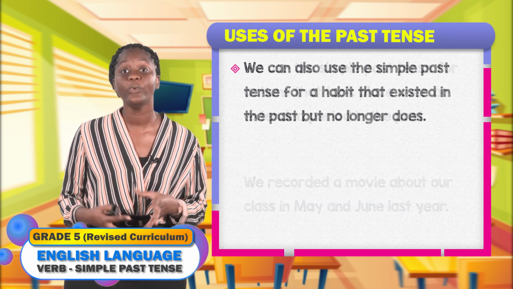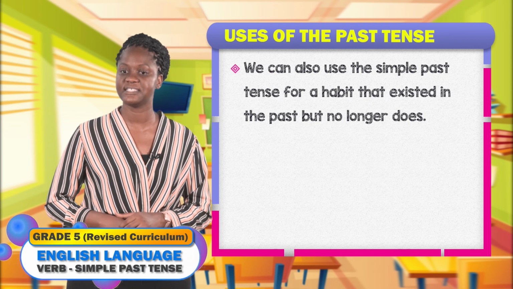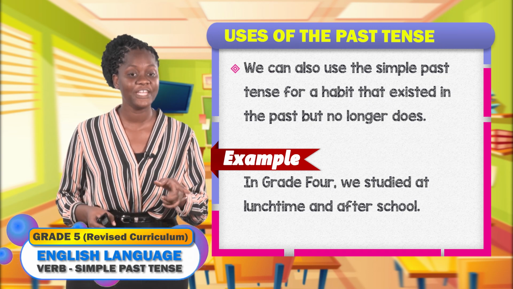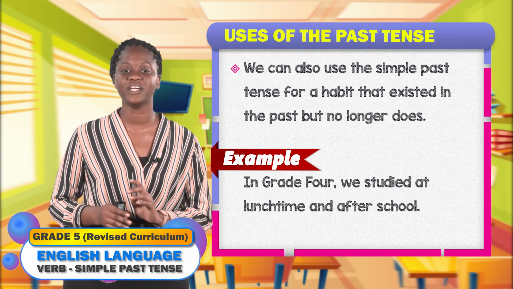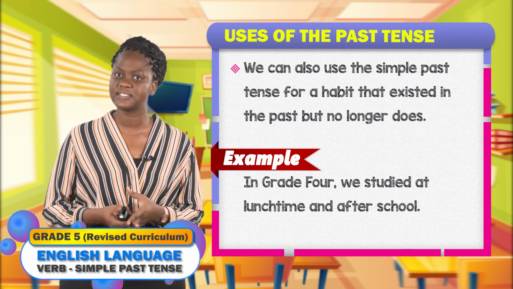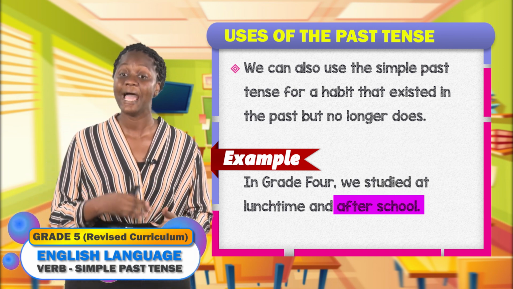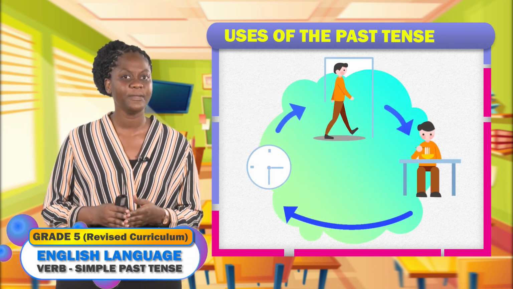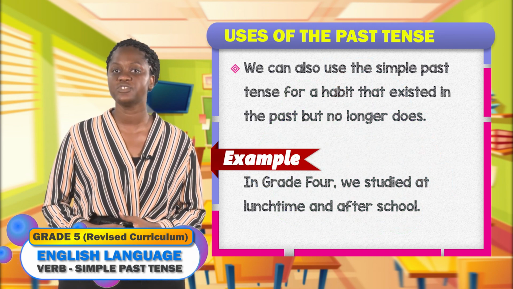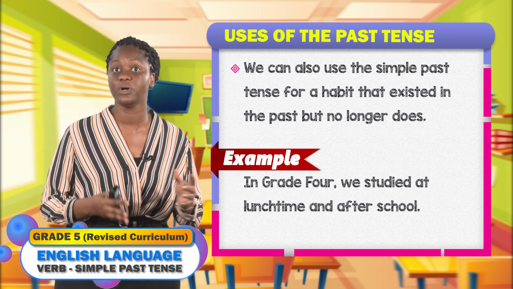And lastly, we can also use the simple past tense for a habit that existed in the past but no longer does. For example, in grade 4, we studied at lunchtime and after school. That sentence indicates that studying at lunchtime and after school was a habitual action, meaning that it occurred daily or weekly or monthly. And so, studied is used to indicate that habitual action.